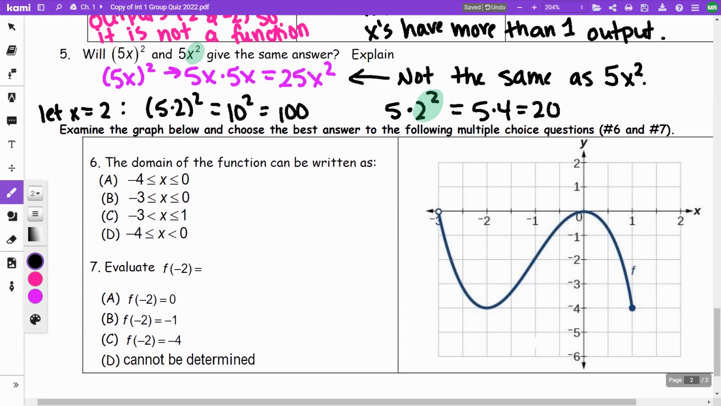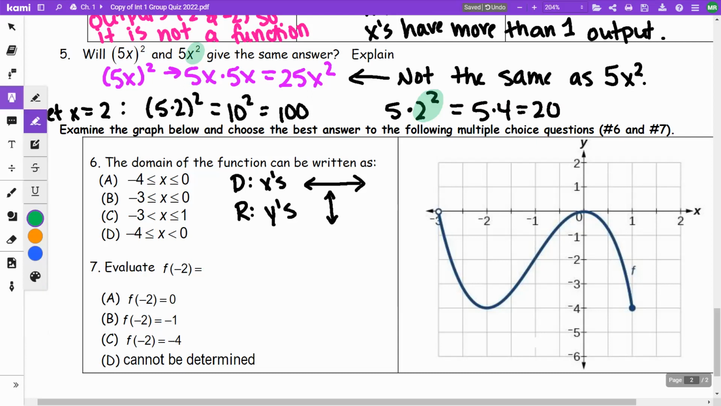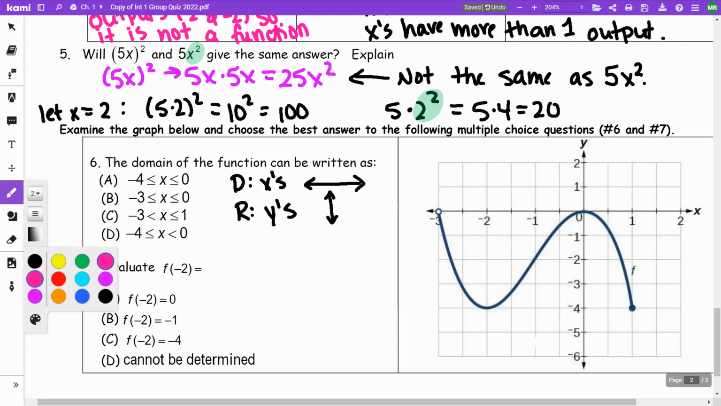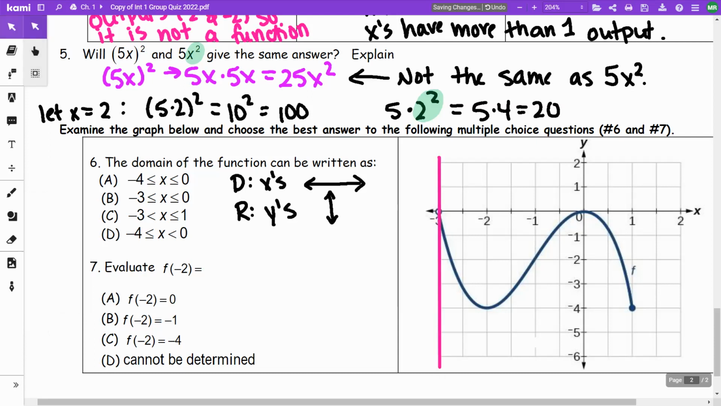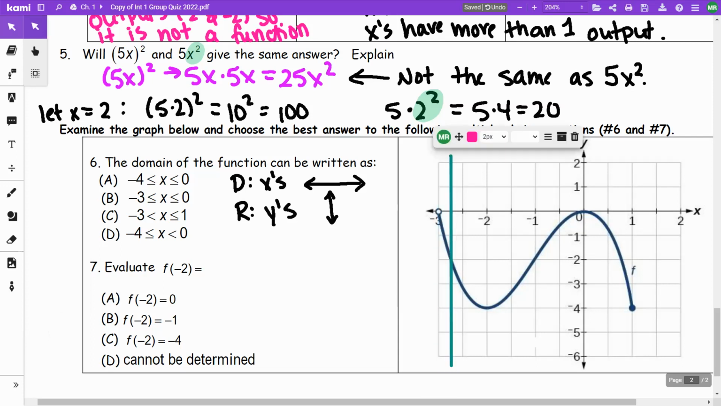On the next problem, domain and range. So domain is your X's, and X's is how you're going left to right. And range are your Y's, and that's how you're going up or down. So if I'm looking at this graph here, I'm going to draw a vertical line. And I am going to move that vertical line across my graph. And as I move it, I want to see what's the furthest to the left and the furthest to the right. So the furthest to the left that this graph goes is -3, but it's an open circle.